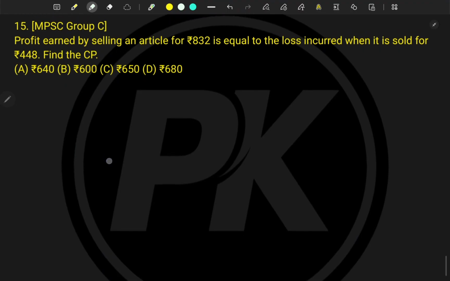So here is the last problem for this session. This was asked in the MPSC Group C examination. The profit earned by selling an article for 832 is equal to the loss incurred when it is sold for 448. What is the cost price? So here, let's say CP, the cost price, is somewhere here, and when we are going on the positive side, we are having some profit, right? And when we are going towards the negative side, selling at a lower price compared to cost price, here we have loss.